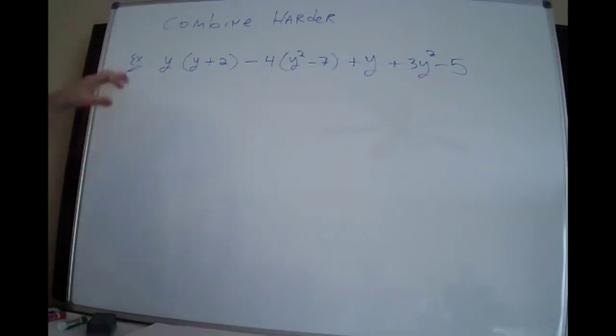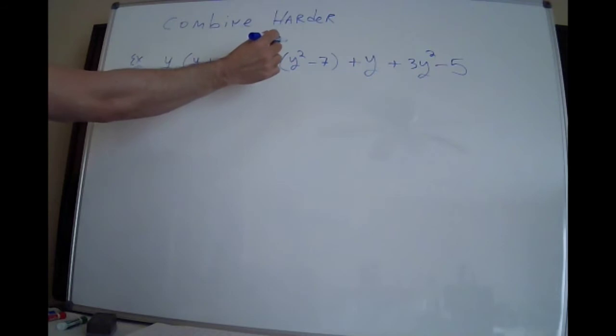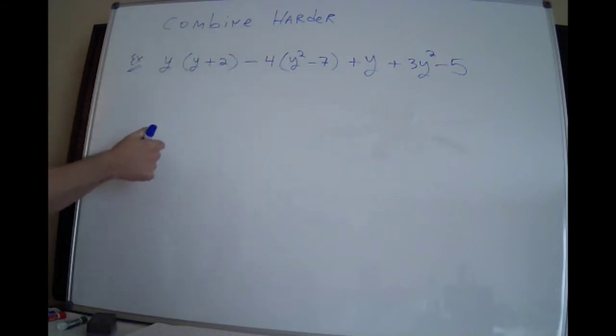Okay, so harder combining like terms. This is going to be a mix of the exponent rules that we did the last time. So I have a lot of distributing to do here. I have to do it here, have to do it here, and I have to collect.